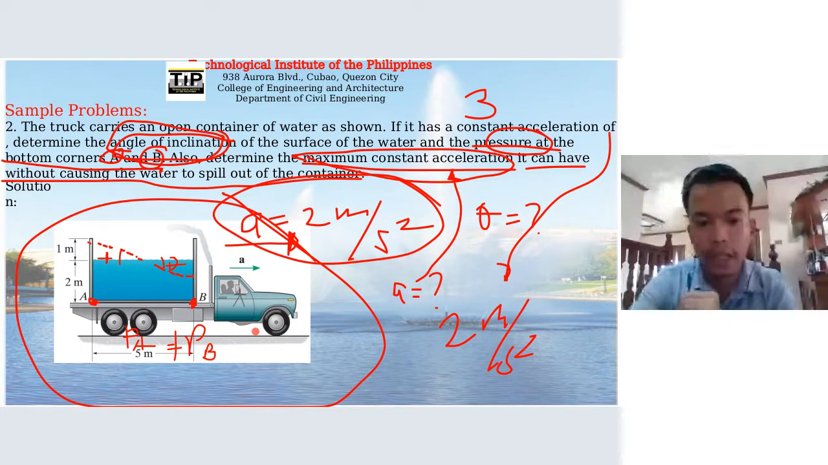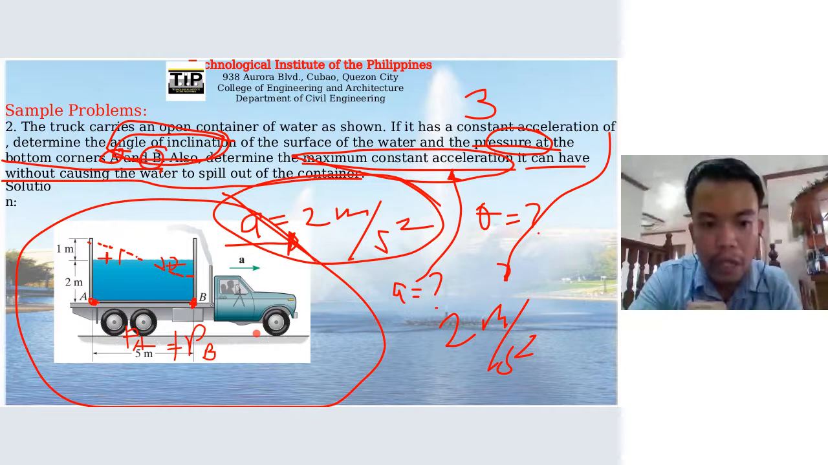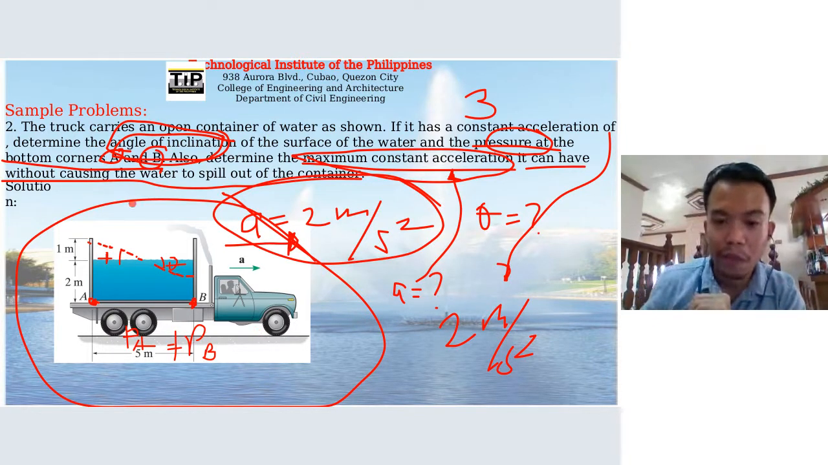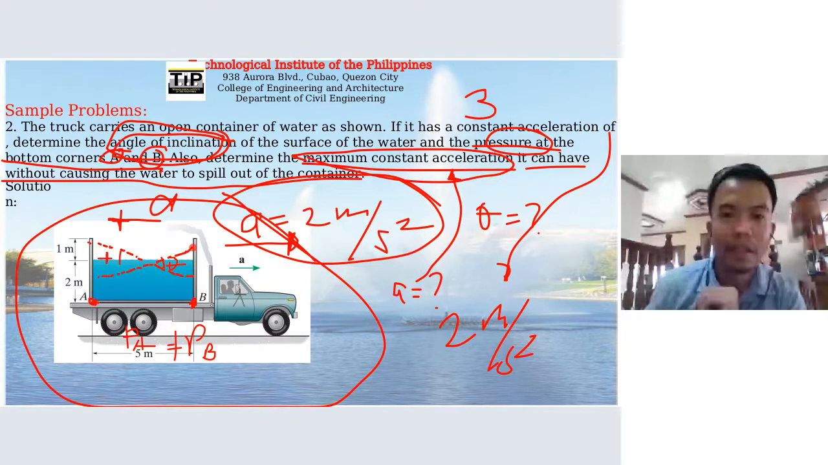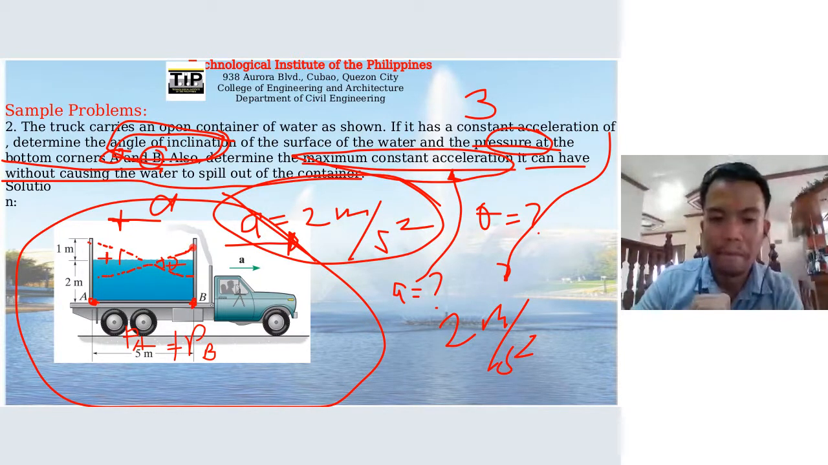Okay, so may tanong si Alexander. Sir, pag yung direction po ng horizontal acceleration baliktad, yung itsura rin po ba ng tubig pabaliktad? Yes po. So kung ganito yung direction, yung acceleration, so si tubig, magiging ganito naman. Okay. So any other questions?